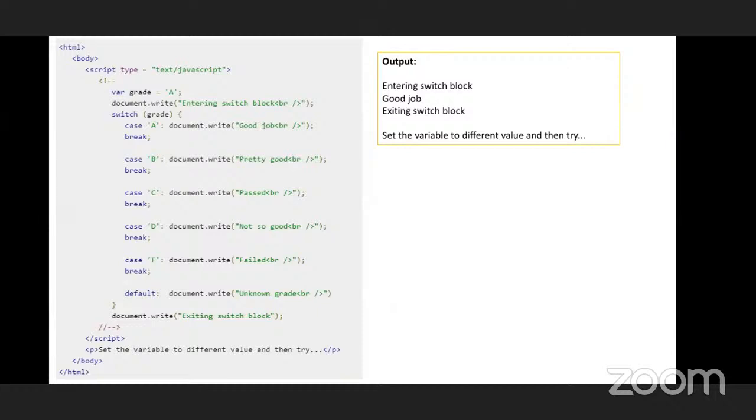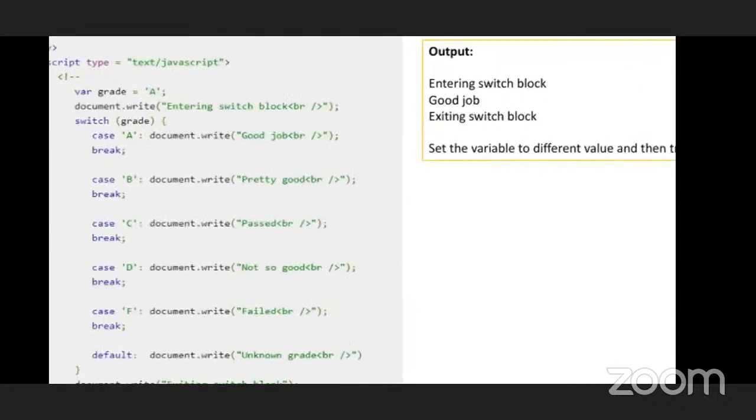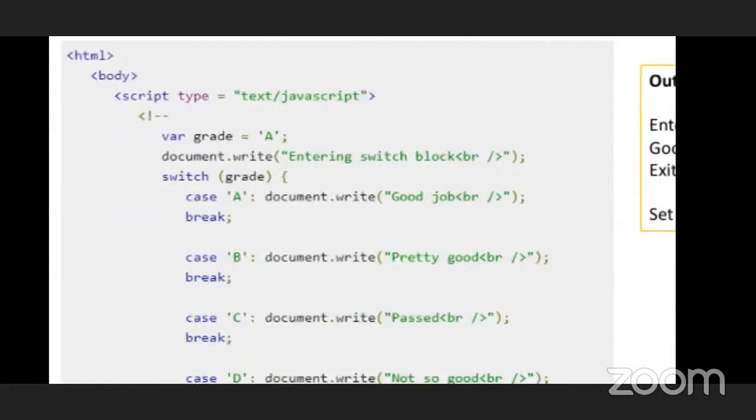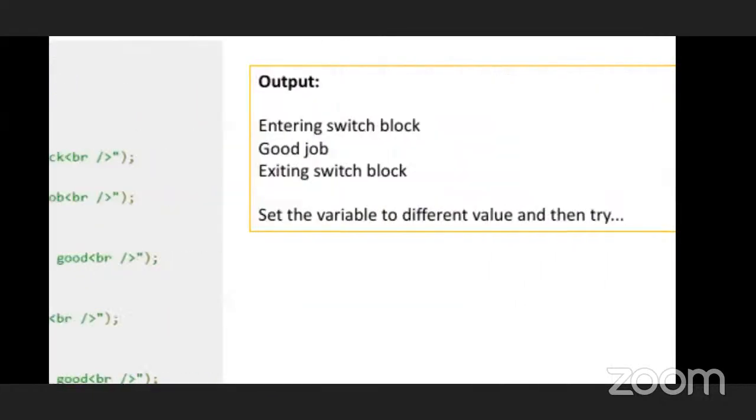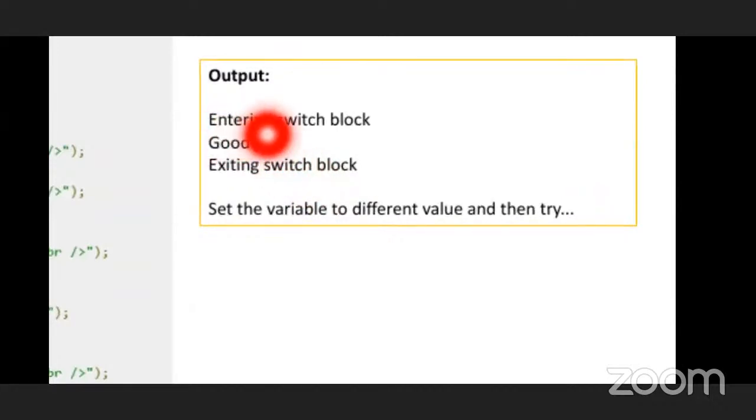See now. So here we are writing switch grade. The grade value is A. So this switch value is compared with the first case value. What is the first case value? A. The switch value is also A. So these two values are matched. That's why this statement only will be executed. Good job will be printed as an output. Now see, entering into the switch block, that is common. Good job is the result from the cases.